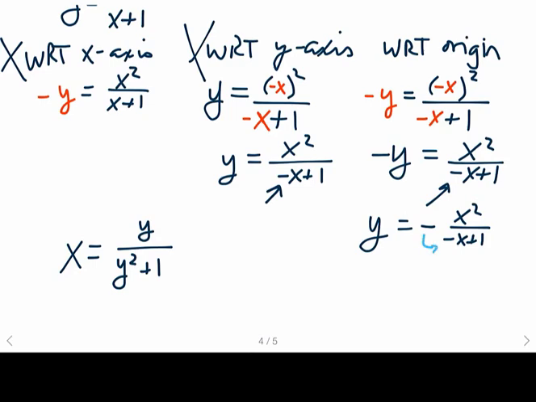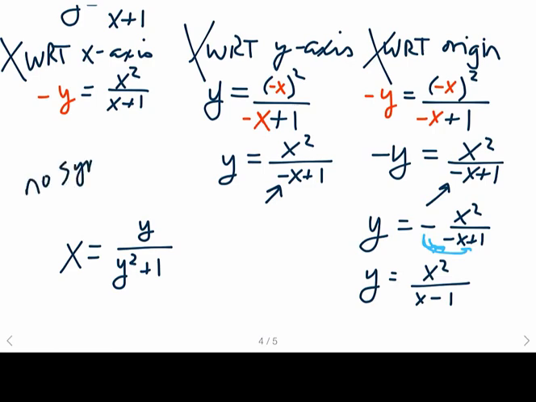but if I decide to apply this negative to the denominator, it has to apply to the whole denominator. I would end up with y equals x squared over x minus 1. Both of these terms would change signs. Effectively, this negative would distribute. And since this is not what I started with, we're going to say no to symmetry with respect to the origin. And this is another one for which we're going to say no symmetry.